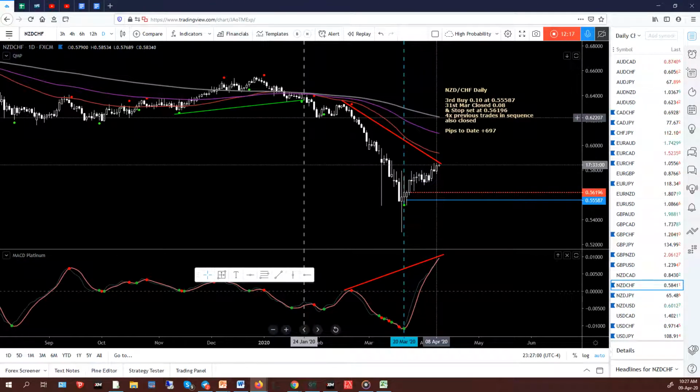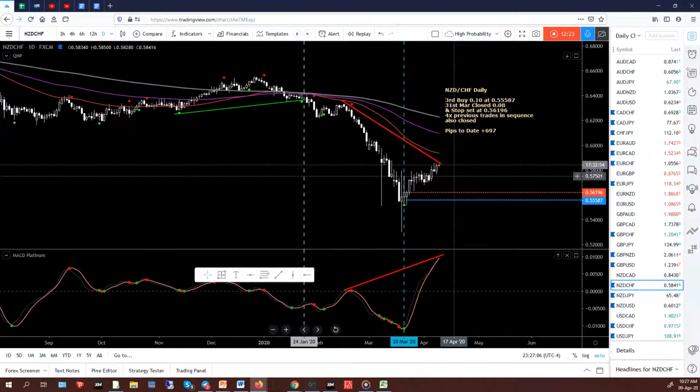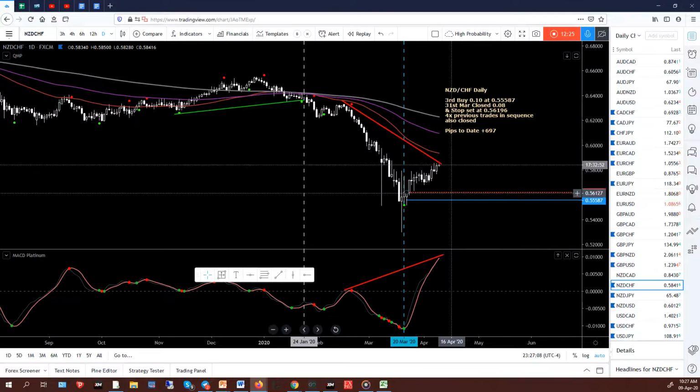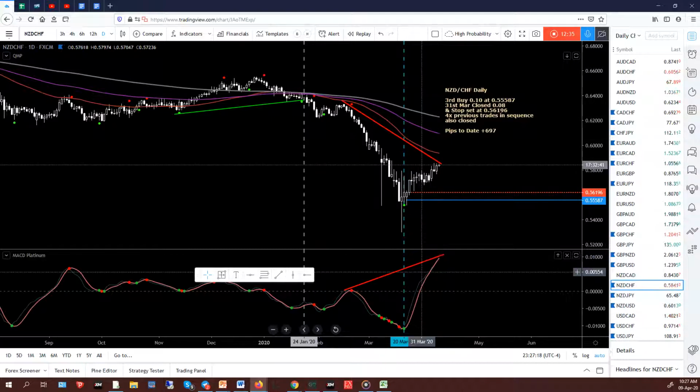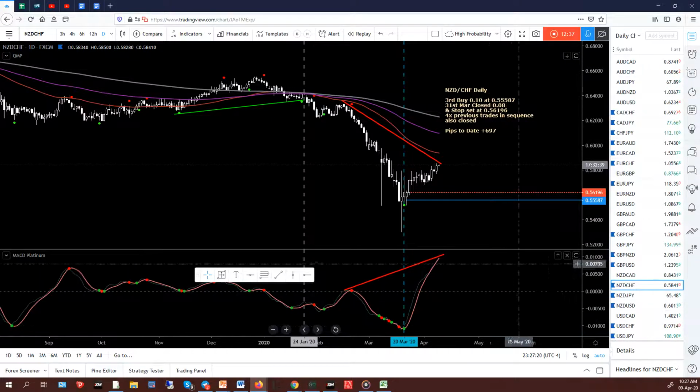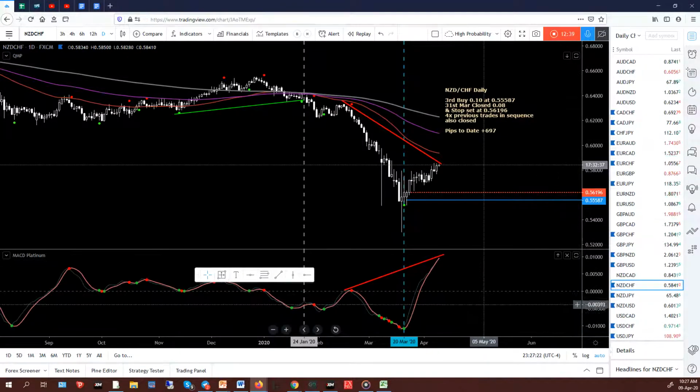I've still got 0.02 there. So I've got my stop in place, can't lose, going up nicely, again setting up for divergence. I'll close another 0.01 when I get a green dot on the MACD Platinum above the zero level. Remember the MACD Platinum meanders around the zero level, so it'll eventually come to the zero level.